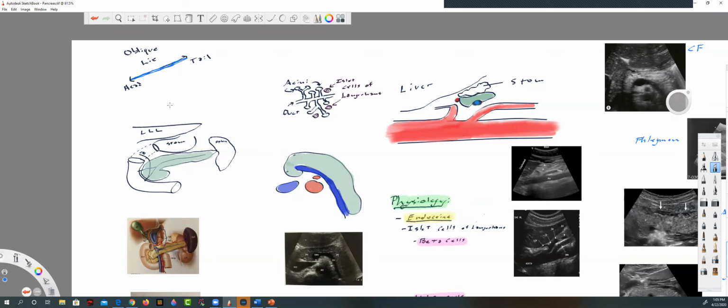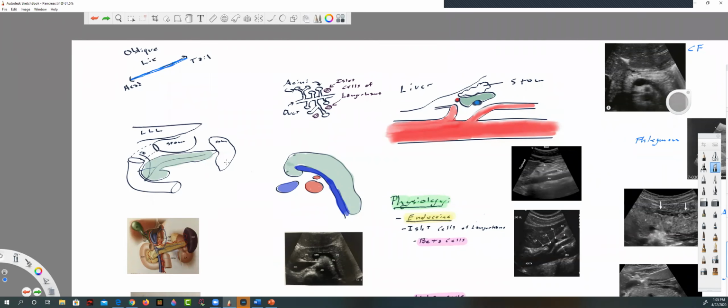Remember, superior, inferior, or head to tail. The tail is more superior. The head is more inferior. And so that's why when we're doing transverse, we're not perfectly transverse. We're just a bit oblique, and that's what helps us get the entire image.